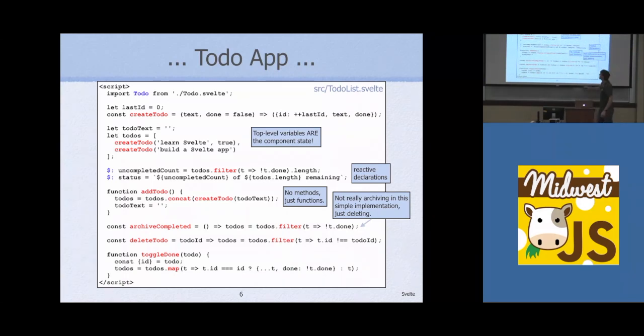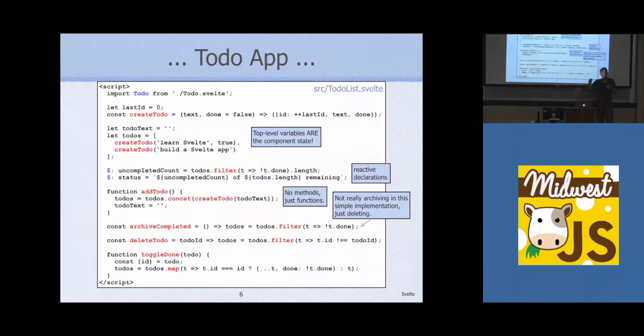And what that means is that if any of the variables referenced in that line change, it's going to execute that again. So if the value of my to-dos array changes, I'm going to look through that and build an array of all the ones that are not done, and then get the length and set this variable uncompleted count. And that'll just recompute anytime to-dos changes.